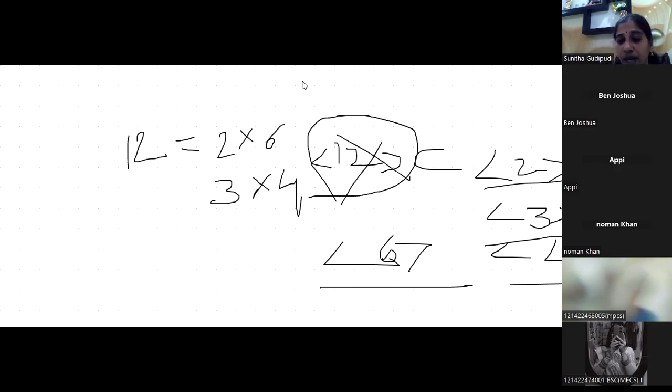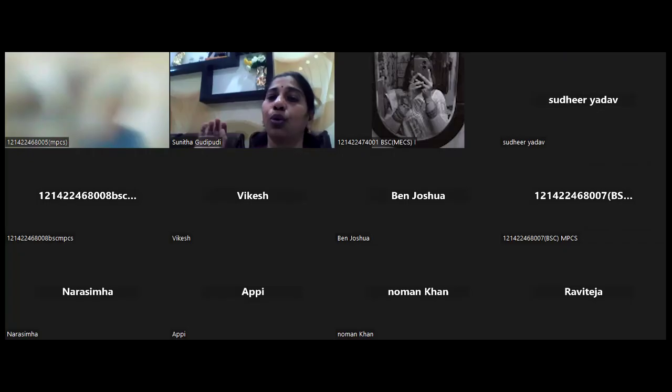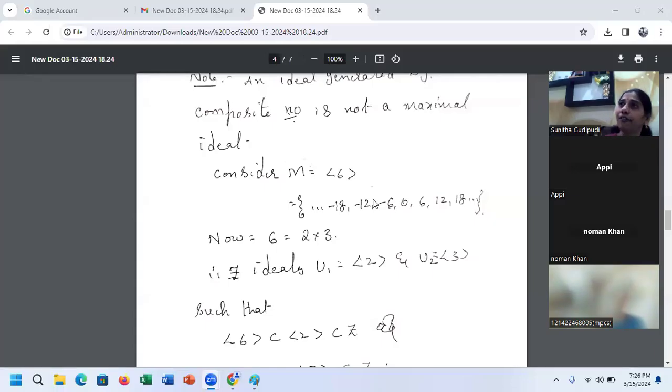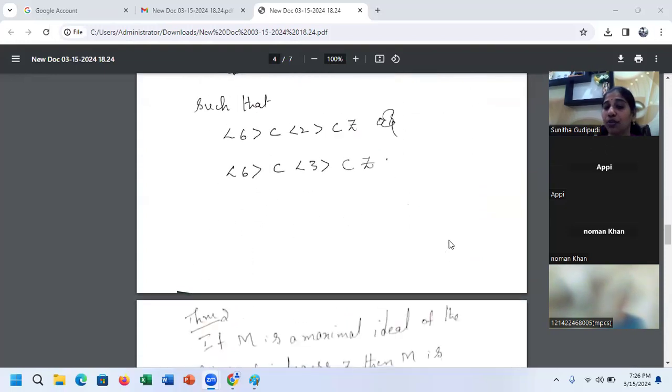Can this be a maximal ideal? No, this can't be. Can this be a maximal ideal? This can't be. Now, can this be a maximal ideal? Yes, this can be a maximal ideal. Reason, this is a prime number. This can be a maximal ideal. Reason, again, this is a prime number. So, in case the ideal is generated by a prime number, then what we can say is it always becomes a maximal ideal.